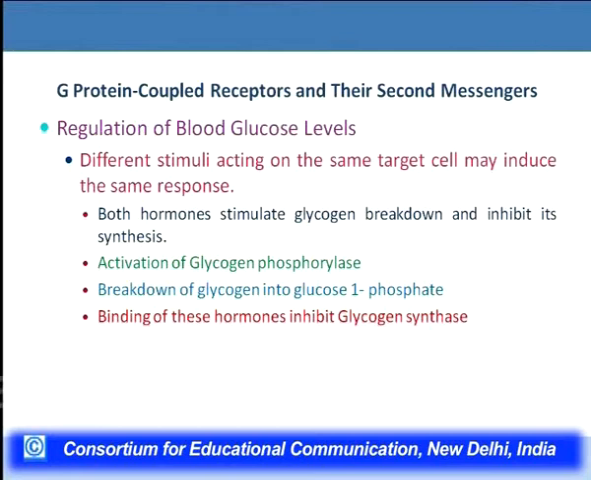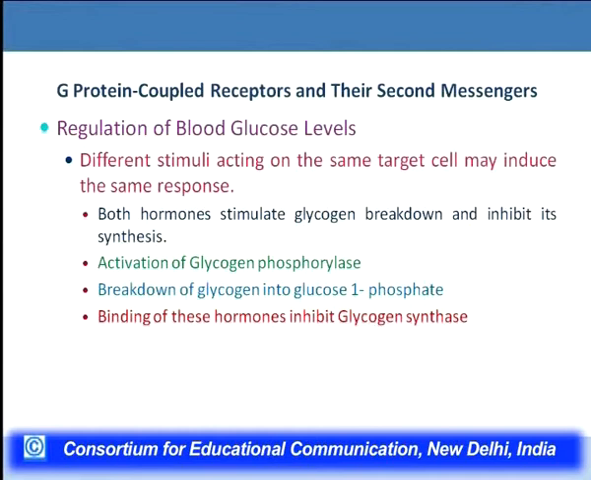both these hormones, when they bind to the receptor, activate their second messenger, which leads to activation of the enzyme glycogen phosphorylase, and this leads to breakdown of the glycogen into glucose 1-phosphate. So basically, the hormones are binding to the receptor, leading to activation of glycogen phosphorylase, which is the enzyme which breaks glucose subunits from the glycogen.